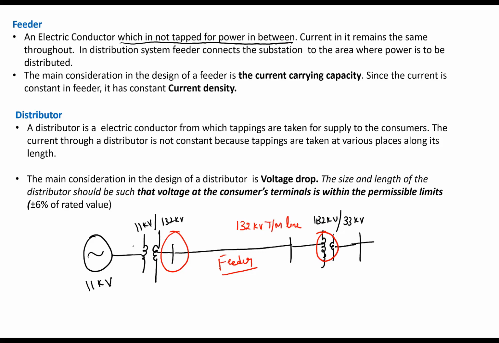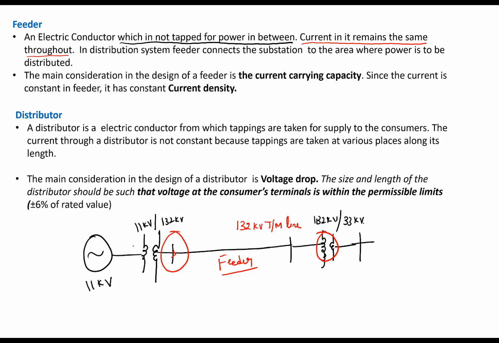In this feeder, the current remains the same throughout. Whatever the sending current is, the receiving current will be more or less the same, if we neglect very small capacitive and conductive leakage currents, because nobody is tapping the energy in between. In a distribution or transmission system, a feeder connects one substation to another, or the conductor that connects the main generating station to the main substation can also be classified as a feeder.